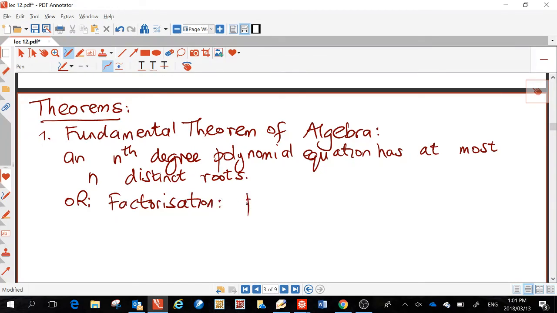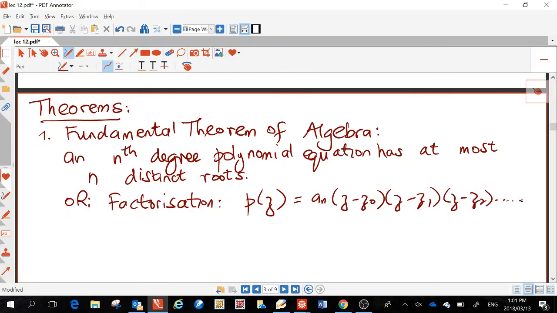Suppose you have a polynomial P of z. You can factorize it as some number a_n into (z minus z0) into (z minus z1) into (z minus z2) and so on. That's called the fundamental theorem of algebra, and was proved by the great mathematician Gauss, Carl Friedrich Gauss.